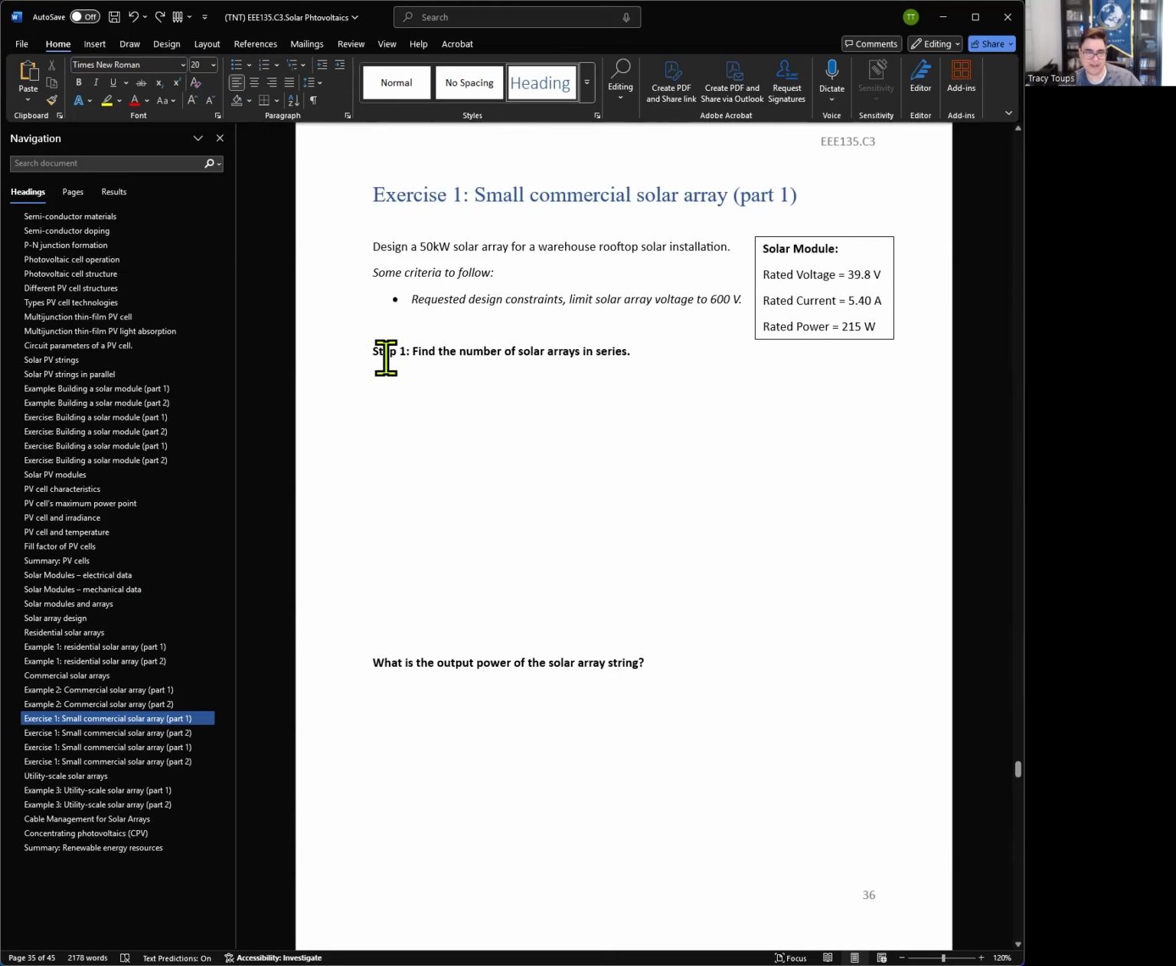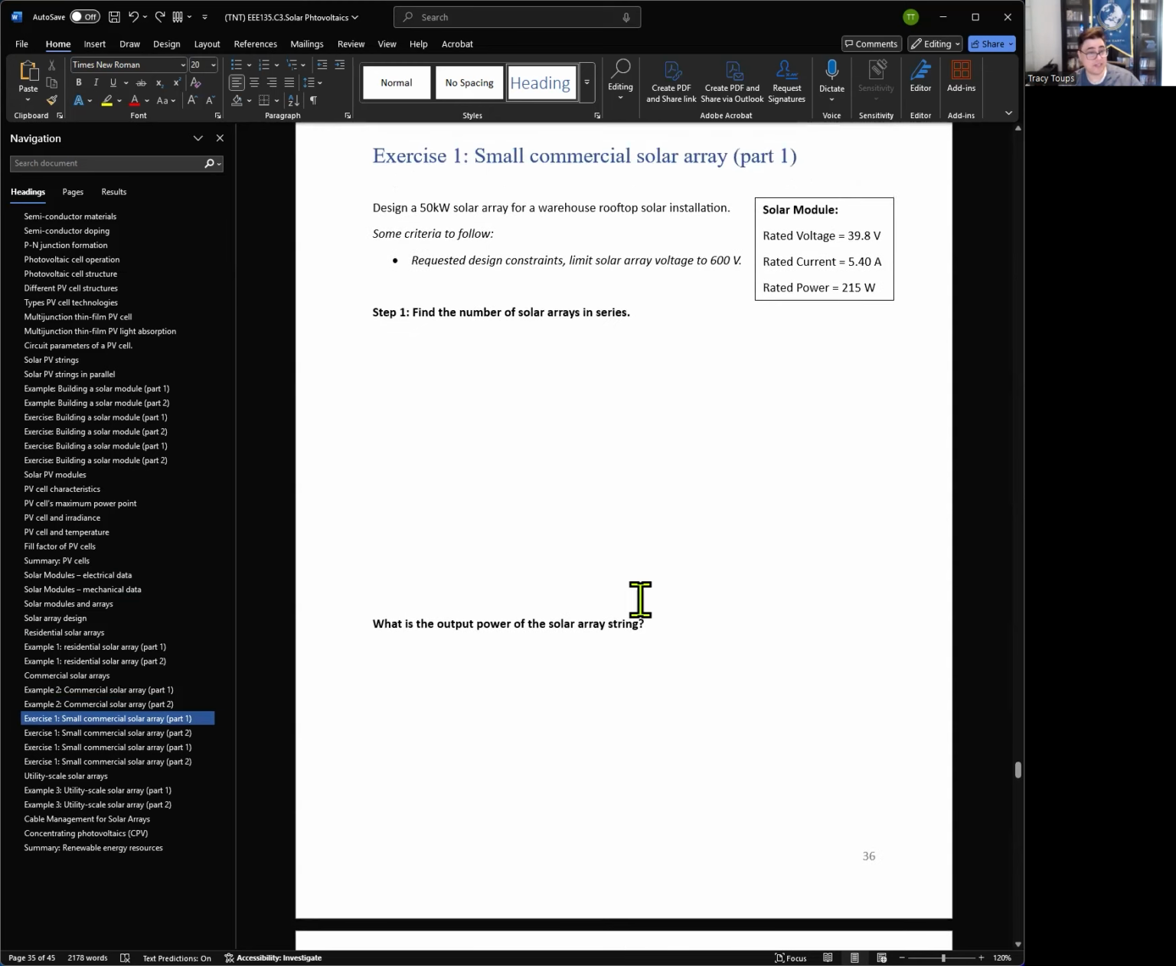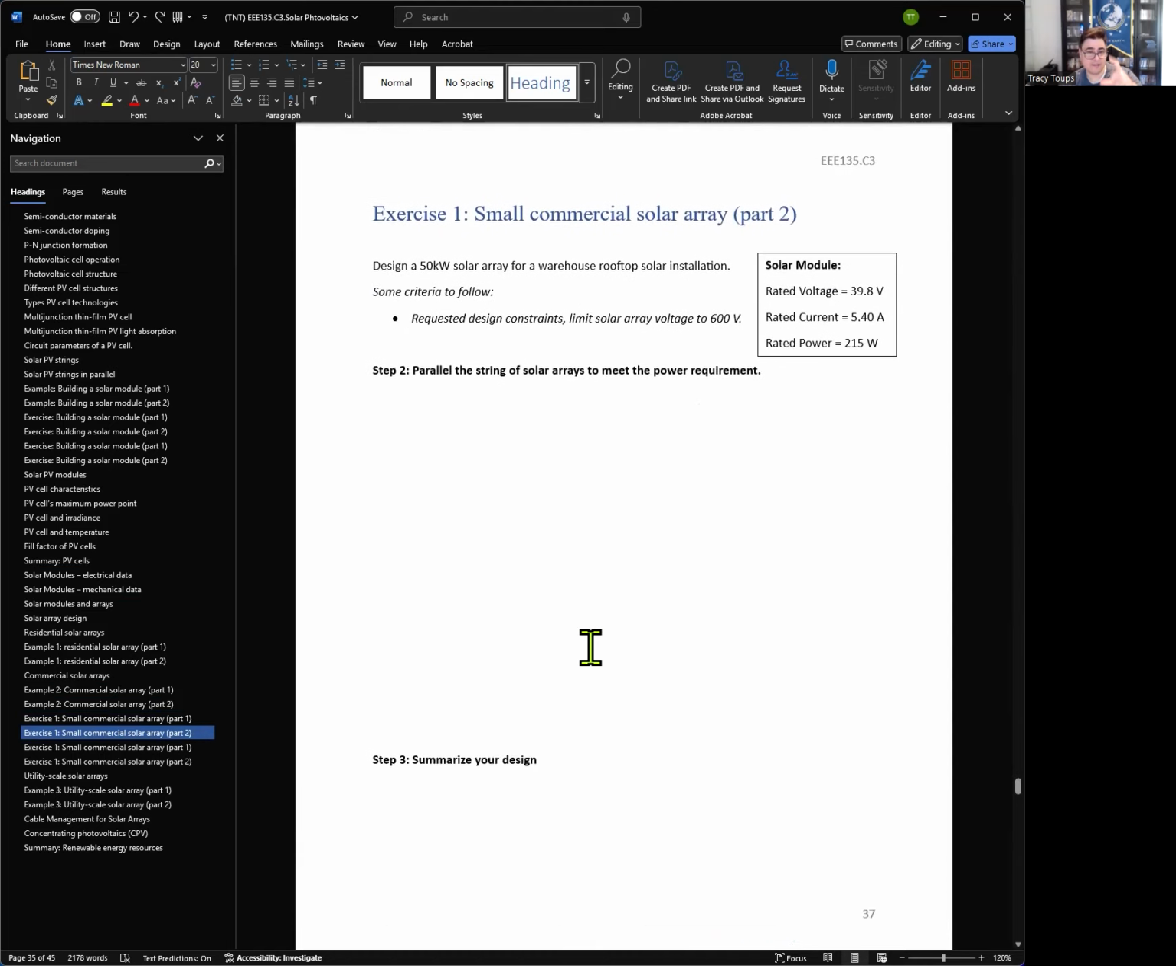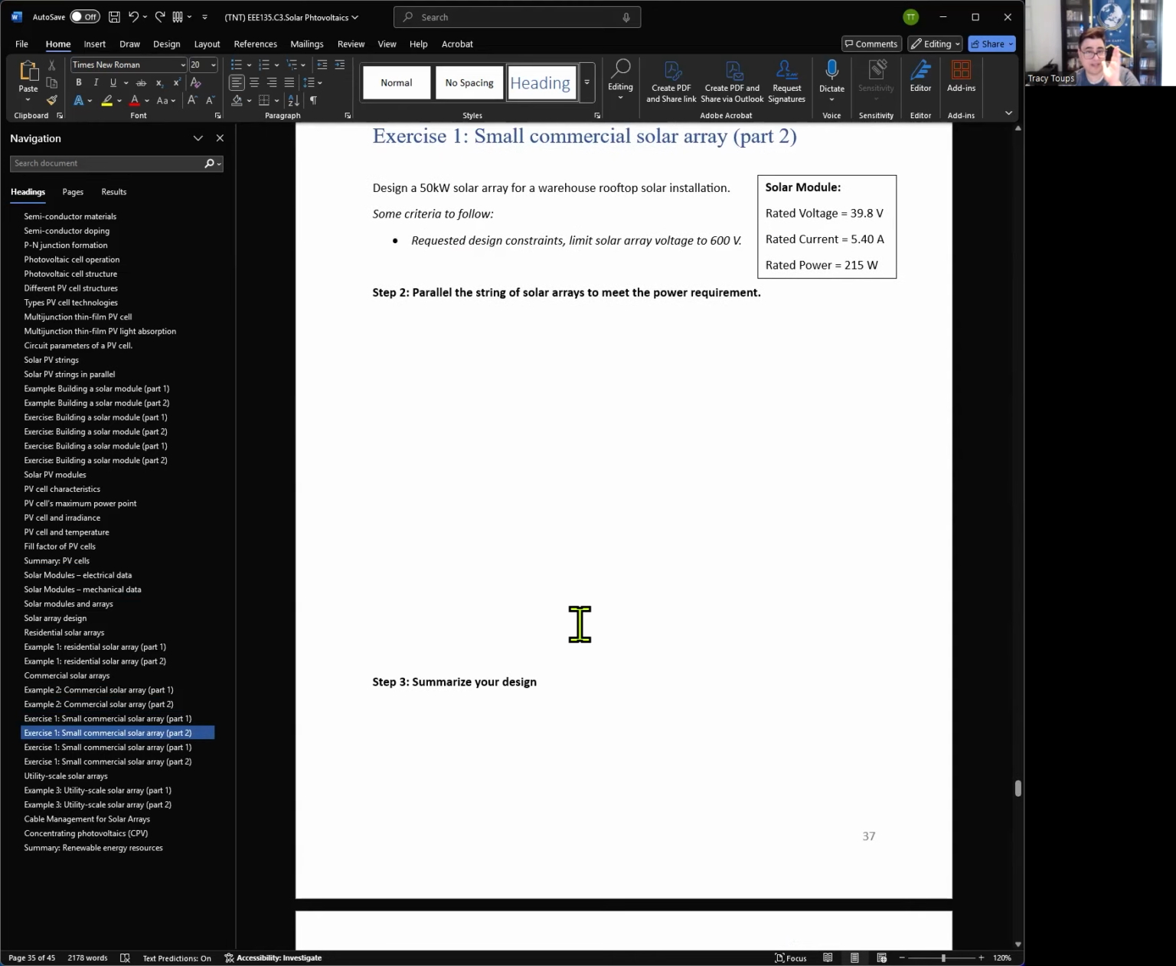So I want you to, number one, figure out how many modules in series to get right underneath that 600 volts. What's the power output for each individual solar array string? And then number two, parallel them up until we get right at or above 50 kW. And then summarize for me what the design looks like.